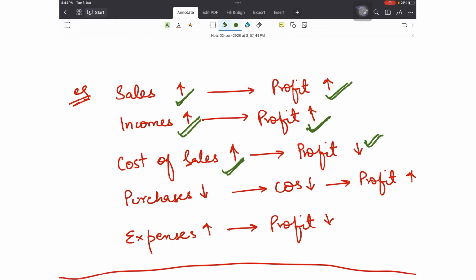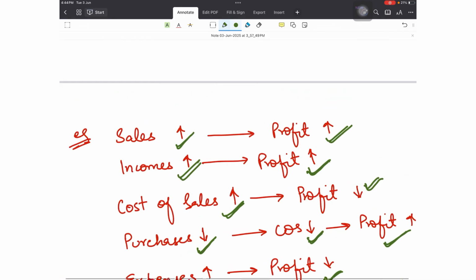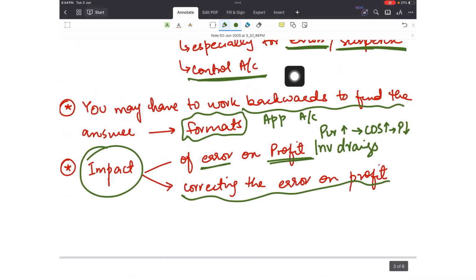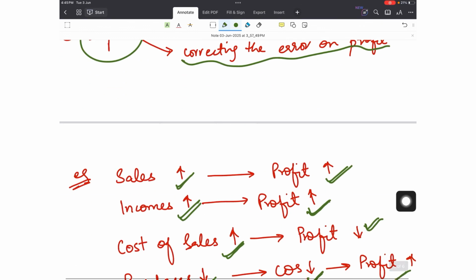And what can increase cost of sales? For instance, if opening inventory is overstated, if my purchases are also overstated, if closing inventory is understated. So again, revision of the formats, what comes in which part of the statement, that is very important, right? Similarly, if purchases are understated, my cost will also be understated and my profit will be overstated. If expenses are overstated, profit will be understated. So again, just read the question very carefully, that whose impact is being asked, whether the impact of the error on profit or the correction of the error on profit, right?